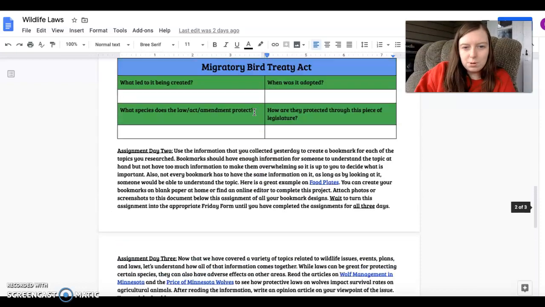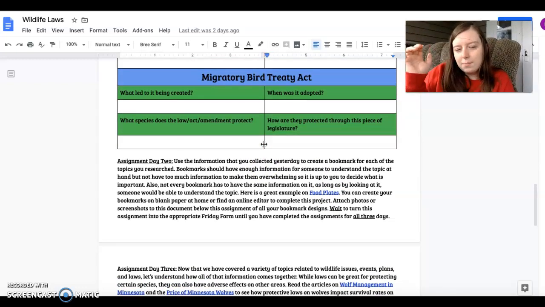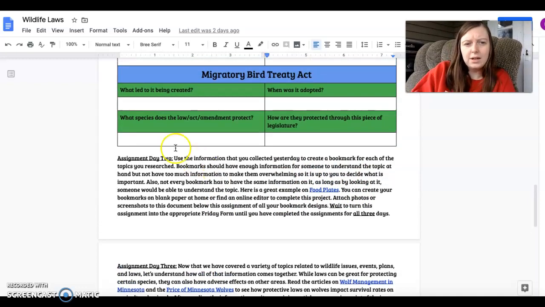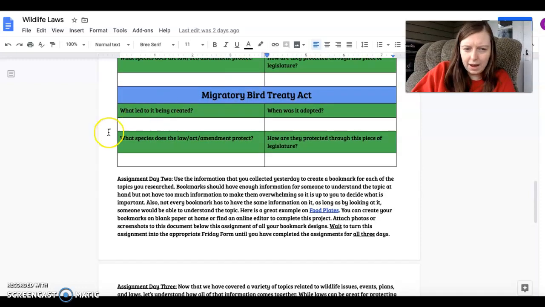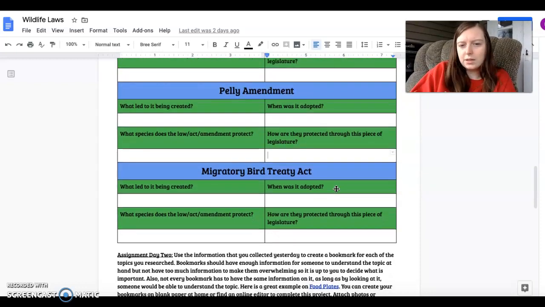That's what this chart up here was supposed to help you do: guide you through, instead of reading the entire Wikipedia page about the Migratory Bird Act, to help you distinguish the more important things. And I'm asking you to do that again on your own this time by deciding what to put on your bookmark. Not every bookmark has to have the same information on it, as long as by looking at it someone would be able to understand that topic. So the Migratory Bird Act, for example, your bookmark for that may have the information from this box here and this box here. But if you go up here, the Pelly Amendment might have what led to it being created and how animals or species are protected through this piece of legislation.